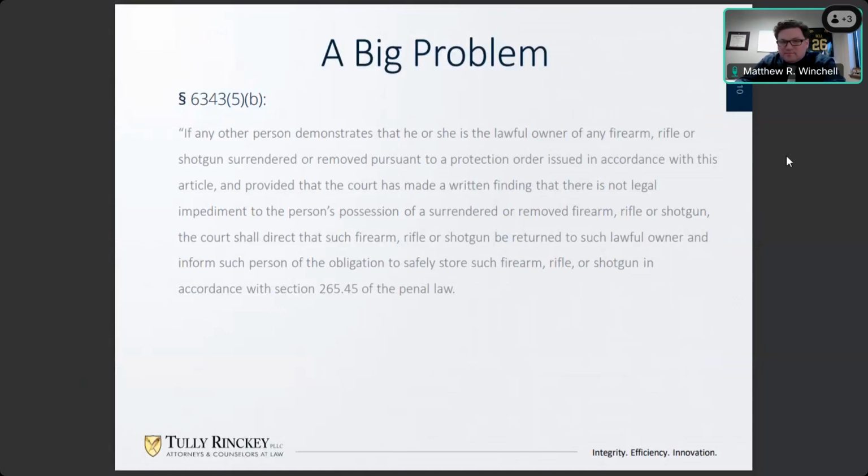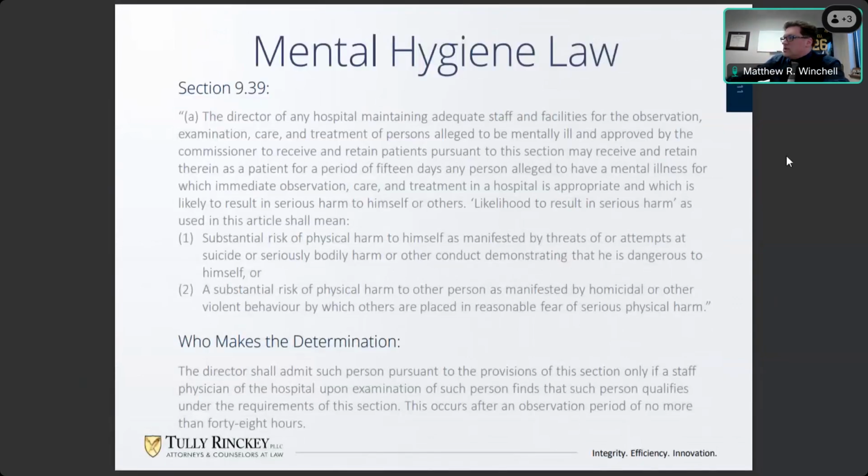Go to the next slide, Taylor. So I've put the mental hygiene law down here because the TERPO laws are authored off of the mental hygiene law. It's directly related to it, and it's not applied in the same fashion.